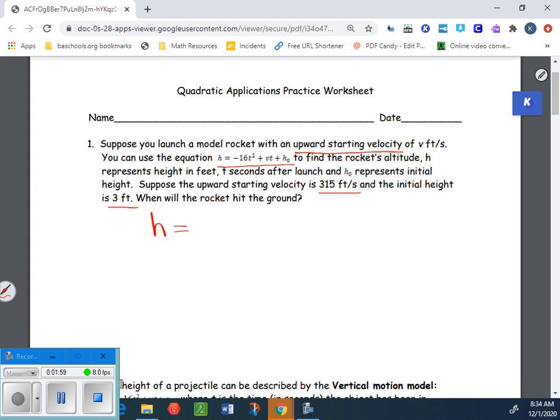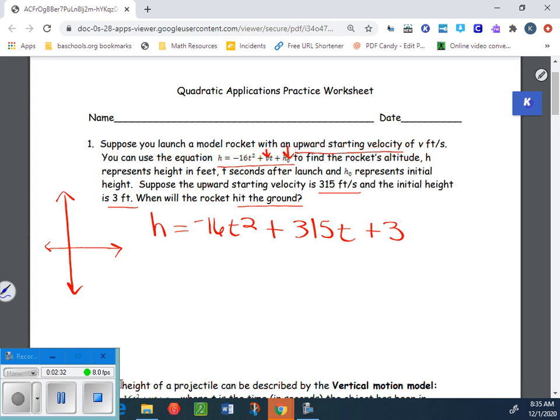So the height of our rocket is negative 16 t squared plus, well, that v right here is for our velocity, and our velocity is 315 t. And then our initial height, or the h naught, is 3 feet, because we are starting 3 feet above the ground. So I want you to picture this, and it's wanting to know when the rocket is going to hit the ground.